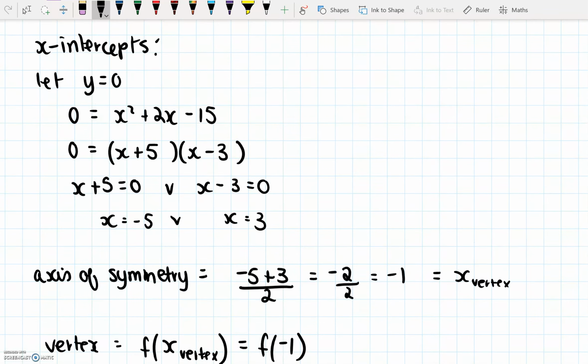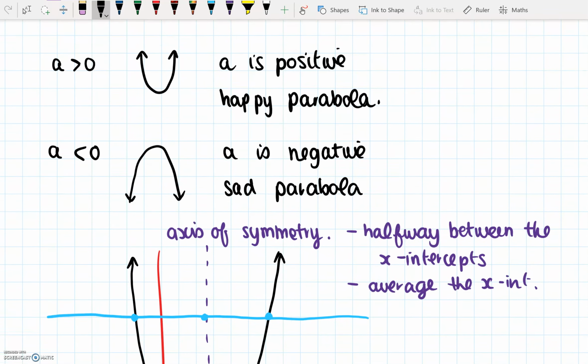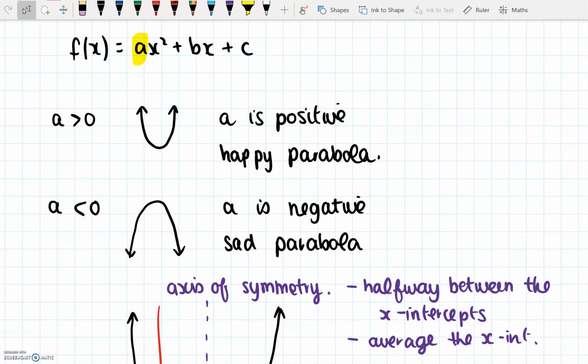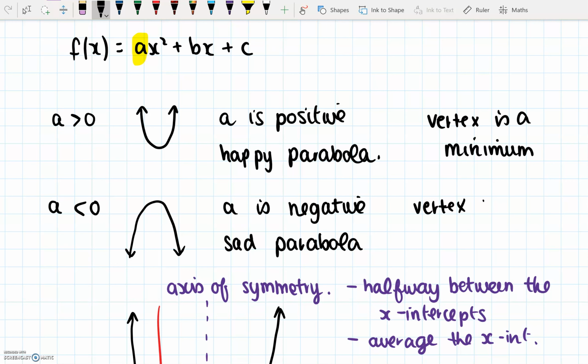Okay, now the vertex is different depending on whether it's a happy or a sad parabola. Okay, if it's a happy parabola, then the vertex is a minimum. Okay, it's a minimum value, it's the lowest point. Okay, if it's a negative parabola, a sad parabola, then the vertex is a maximum.